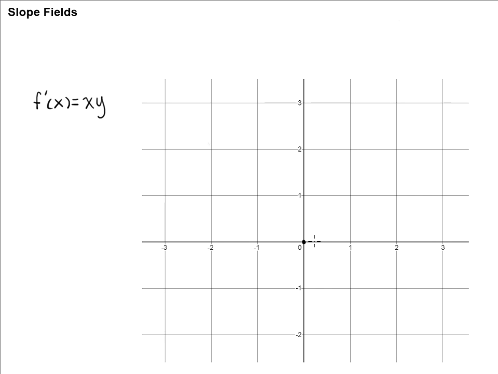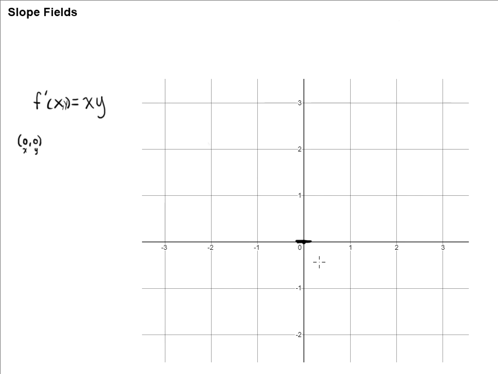So I'm going to plug the point (0, 0) in, 0 in for x, 0 in for y, and this one has both of them. So actually, technically this should be f prime of x comma y. And those have two inputs, but that's okay, that's not important. 0 times 0 is 0, so I have a slope of 0 right there.